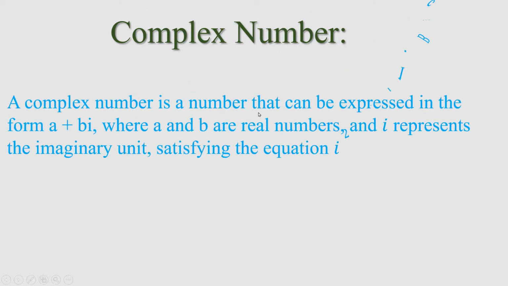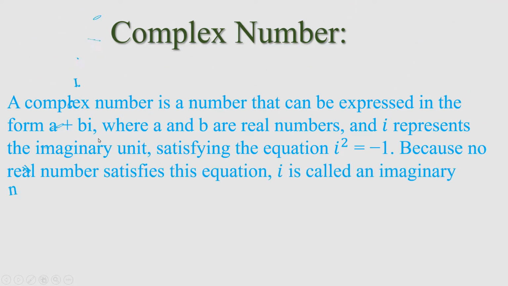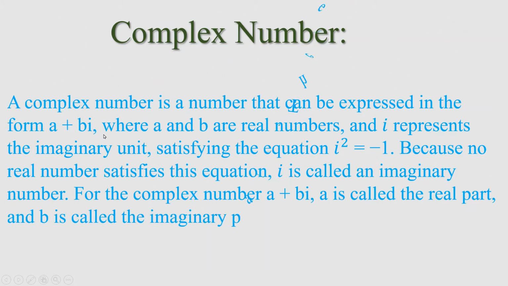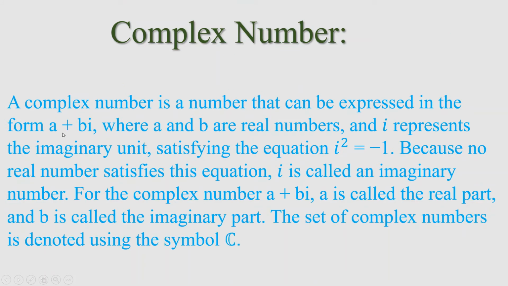A complex number is a number that can be expressed in the form a plus ib, where a and b are real numbers and i represents the imaginary unit, satisfying the equation i square is equal to minus 1. That means i is equal to square root of minus 1. Because no real number satisfies this equation, therefore i is called an imaginary number.